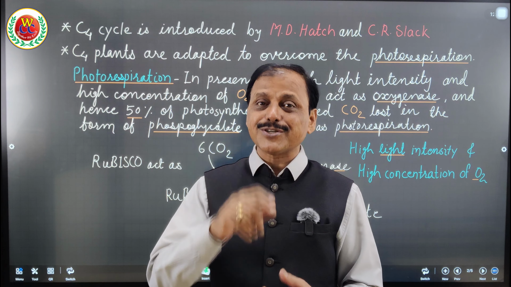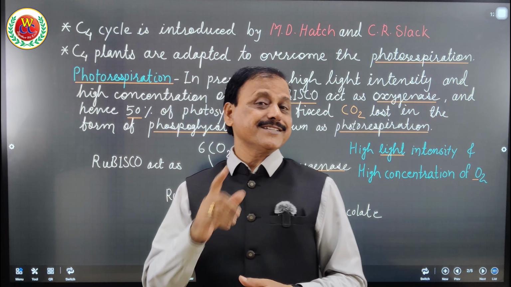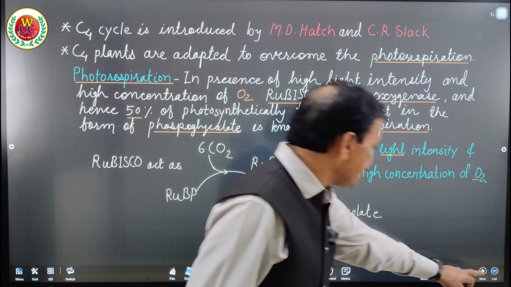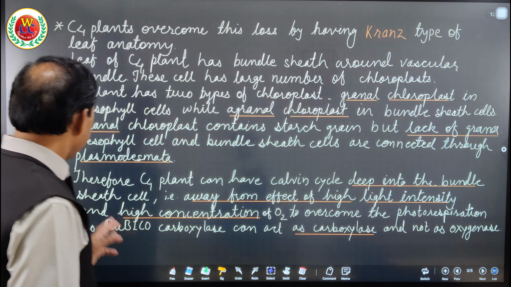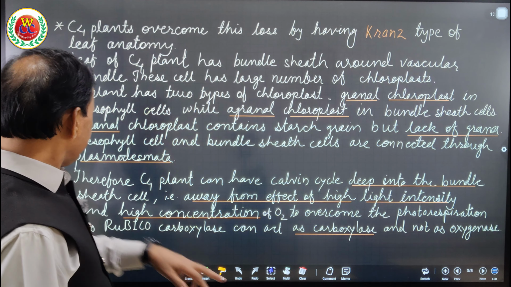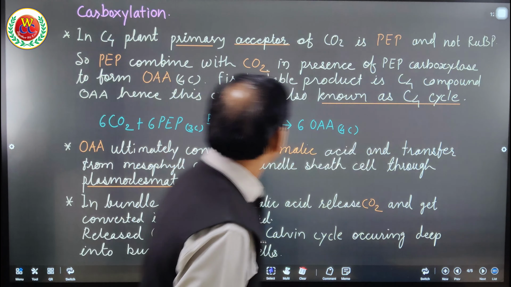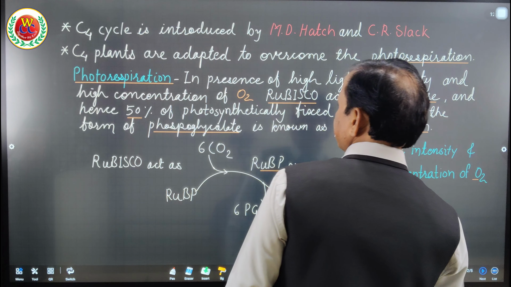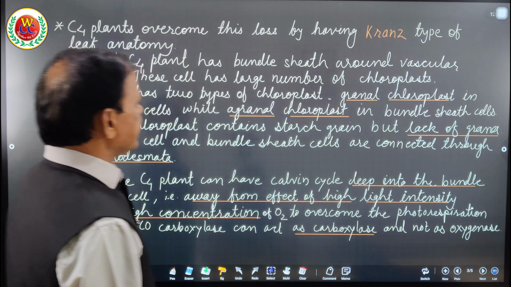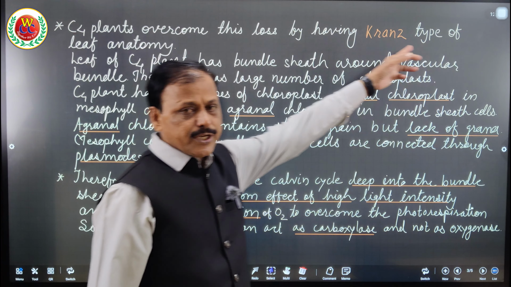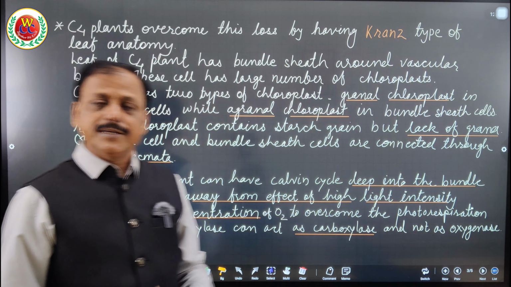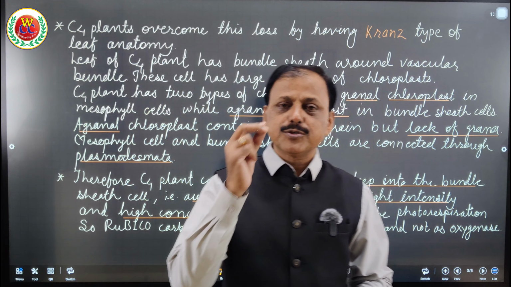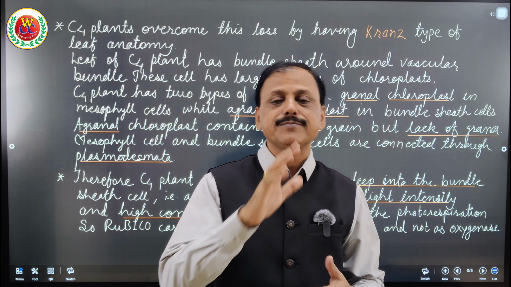That is known as Kranz anatomy. What is Kranz anatomy? Let us understand. I have clearly mentioned in the notes what Kranz anatomy is, and without Kranz anatomy we cannot understand the C4 cycle, and therefore let you understand first what Kranz anatomy is. I have mentioned here the Kranz type of anatomy. It means that two types of cells, mesophyll cells and bundle sheath cells, are involved in the C4 cycle.